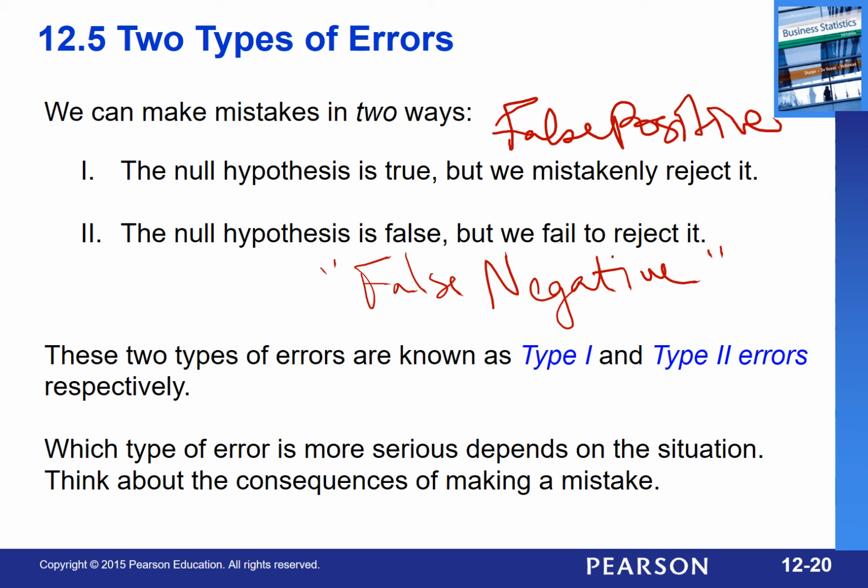Generally speaking, most people settle on the fact that the alpha, is it the alpha error? No, the beta error is worse. Or wait, I don't even know. That doesn't make sense. Ignore what I just said.